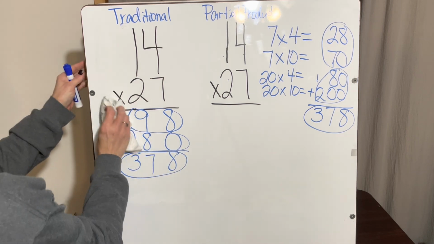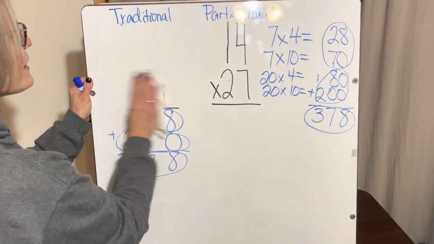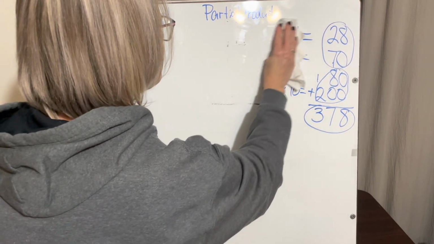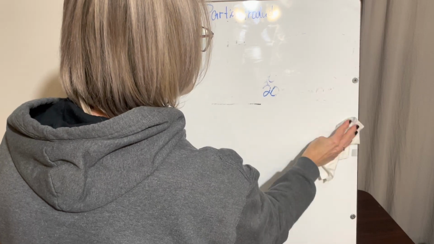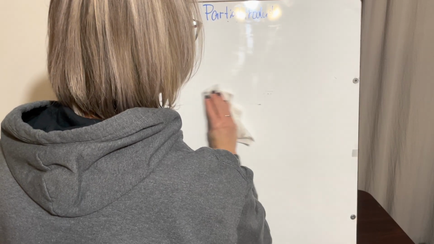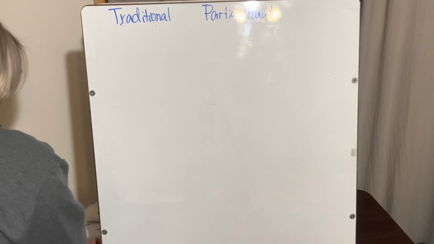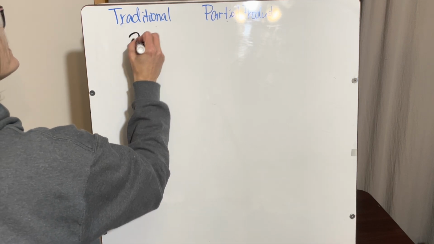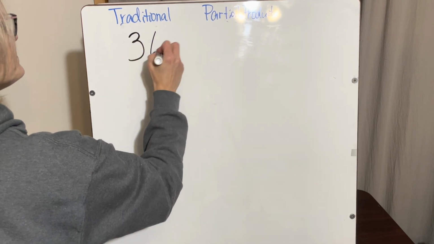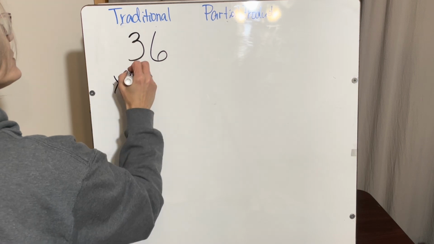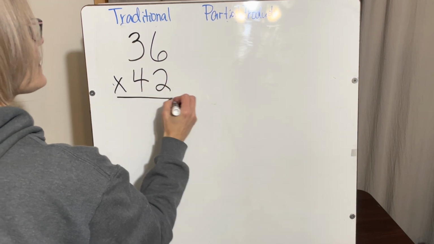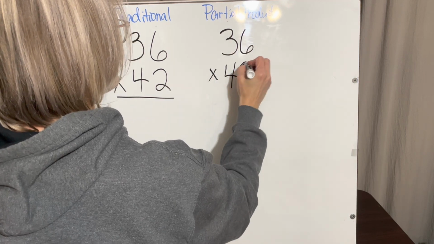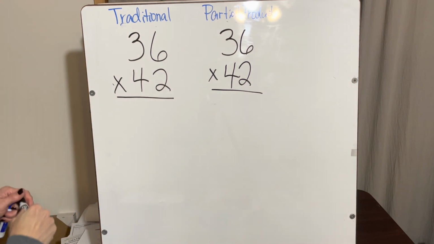All right. Now, I want to do one more problem, and then I'm going to have you practice a few. All right. So, I have one that's a little bit longer. So I've got 36 times 42. And I'm going to write that again over here. 36 times 42. So I'm going to show you both ways.